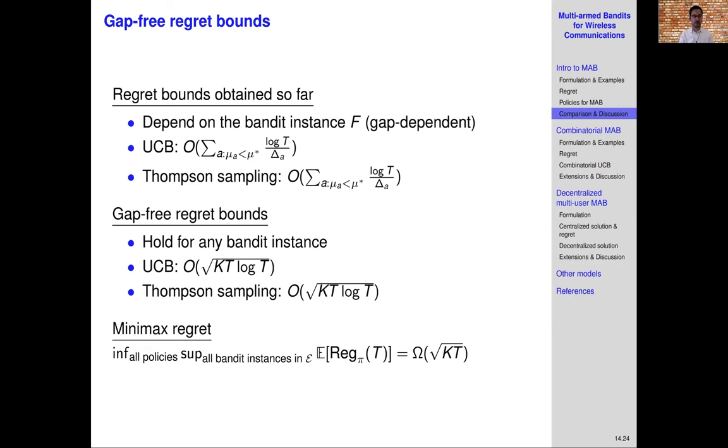One can show that UCB and Thompson sampling also achieve regret in the order of square root of K T log T, where K is the number of arms. There is no dependence on the problem structure or delta in these bounds. This is also related to the notion of minimax regret, which is basically the infimum over all policies and supremum over all bandit instances of the expected regret. It is known that the minimax regret for the K-arm bandit grows in the order of square root of K times T. So this shows that both UCB and Thompson sampling are nearly minimax optimal.